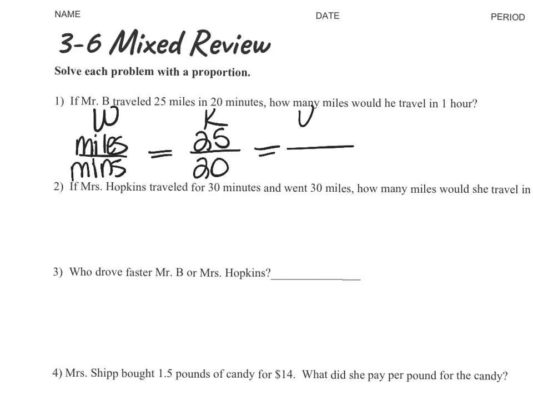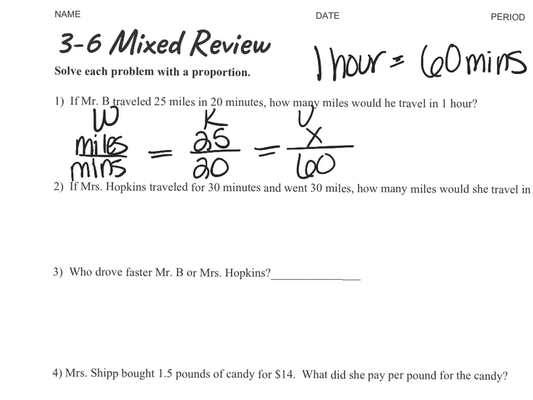So we need 1 hour as 60 minutes. So we need it to be how far he traveled in 60 minutes. So for this, I'm going to scale up because I can see that 20 times 3 can get me 60, so I can do 25 times 3 to get x equals 75 miles.